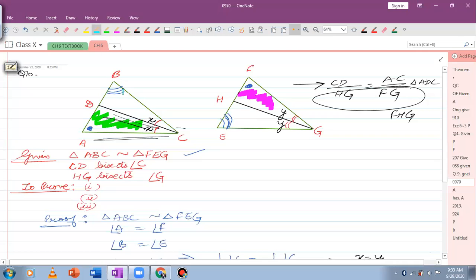Triangle DCB is similar to this triangle, the blue and the yellow ones. How can you prove these two triangles similar? E is equal to B. X is equal to Y. That's correct.